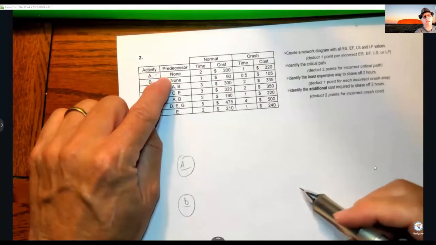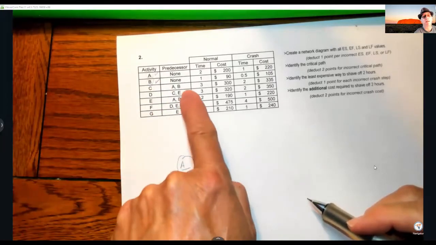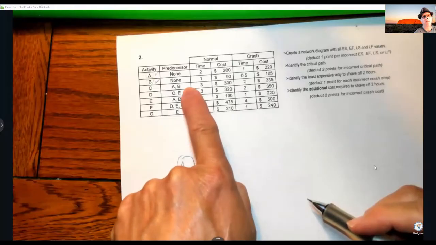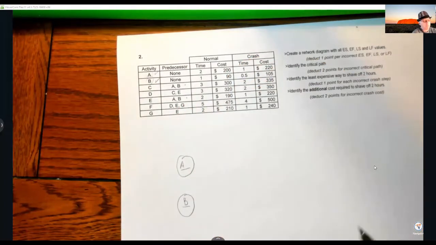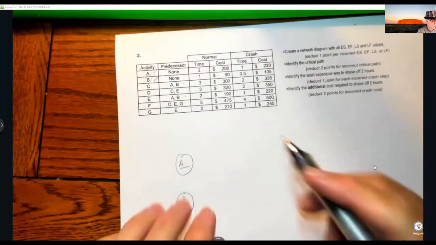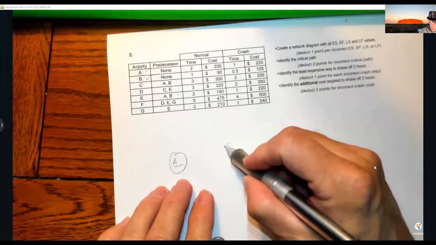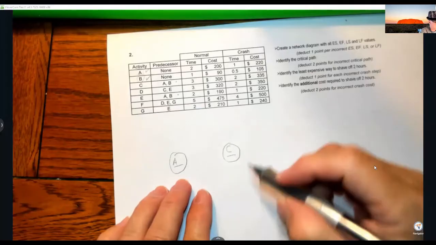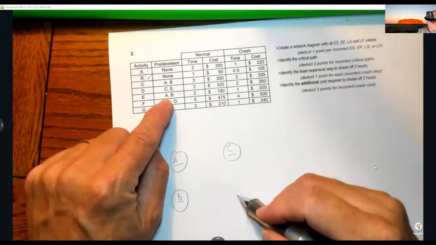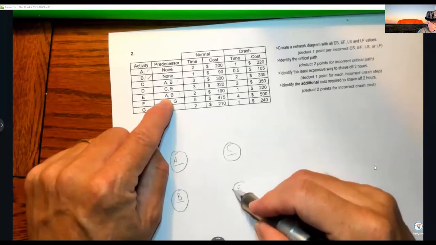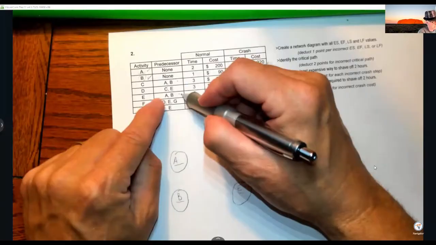Now I'm looking for things that have A, B, or A and B. Well, guess what? Look at this one. C goes to A and B, and E goes to A and B. You say, well, how can that be? That doesn't make any sense. So what we do is, and I cannot remember, so I'm doing this without looking at my notes, so I put C and I put E. So I have C and I have E. They both have A, B. Good for me. All right.